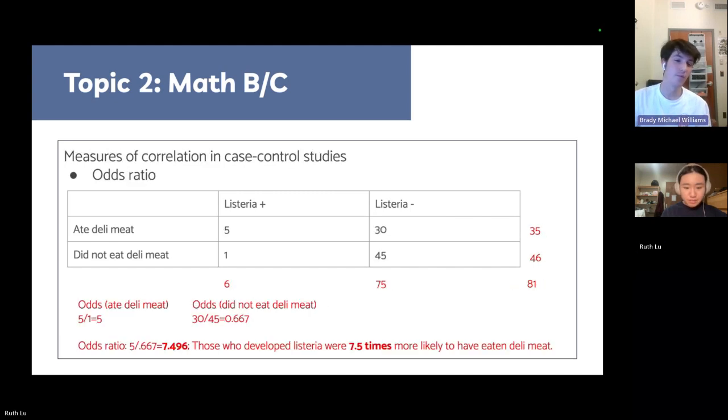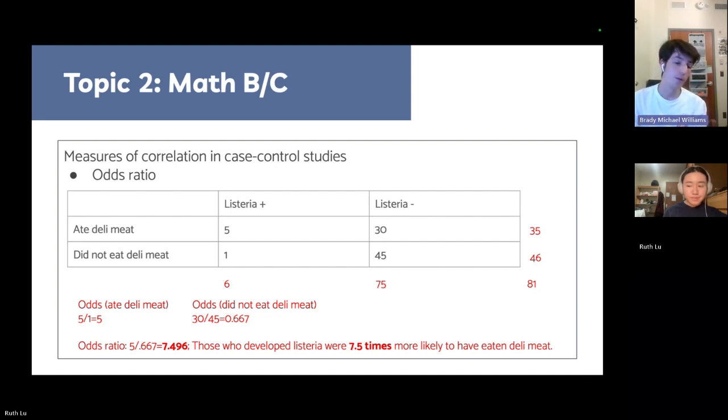I think there was something slightly wrong on that. It should be odds if you have listeria and odds if you don't have listeria. But the odds calculation is somewhat similar to the risk, but you're going to take for listeria positive, the number of people who ate deli meat over the number of people who did not eat deli meat. And that gives you an odds of 5 of having been exposed given that you got listeria. We can do that same thing for listeria negative and put those two odds over each other to get our odds ratio of 7.496. So very similar to the relative risk, we're just using odds instead.